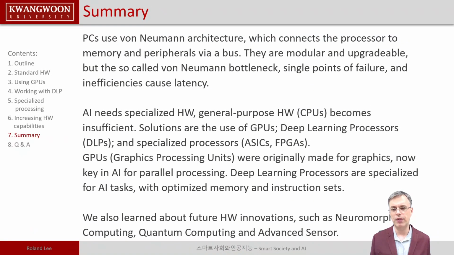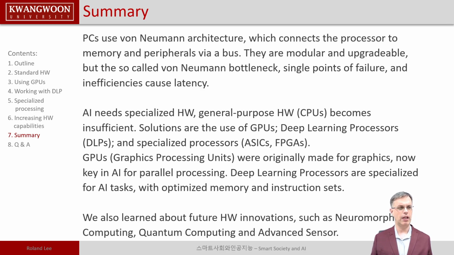So now we finish with our topic, and we see here that the von Neumann architecture used in PCs is actually causing problems these days. The von Neumann bottleneck, single points of failure, and inefficiencies cause latency. And this, of course, may bring trouble in the use of AI as well. That's why AI needs more specialized hardware. General purpose hardware becomes insufficient these days.